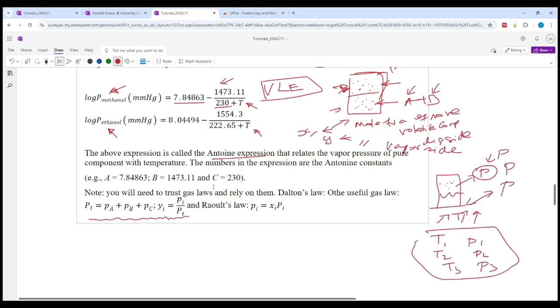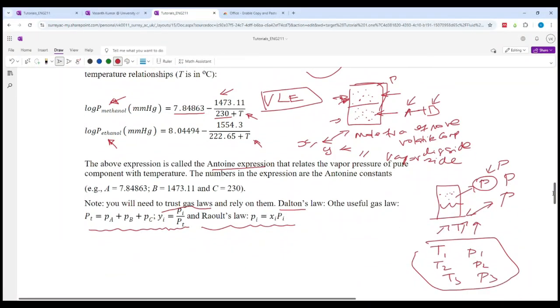And then I just ask you to trust the gas laws and assume they are an ideal system, which means these laws apply: Dalton's law and Raoult's law. These rules apply to solve this particular problem. So what does compute the vapor liquid equilibrium data mean? I already mentioned what that is, and what's this TXY diagram or XY diagram?